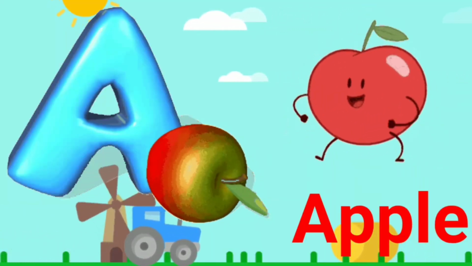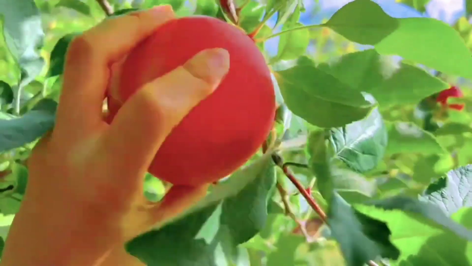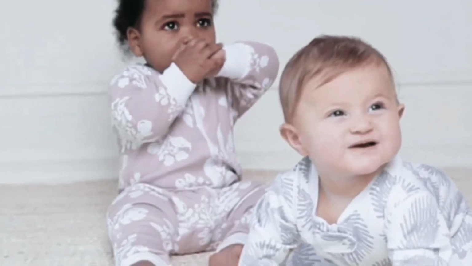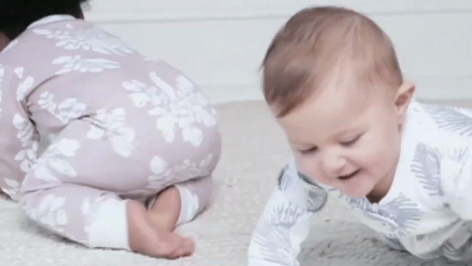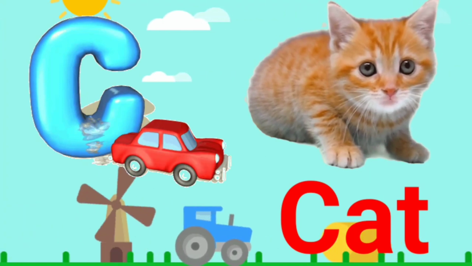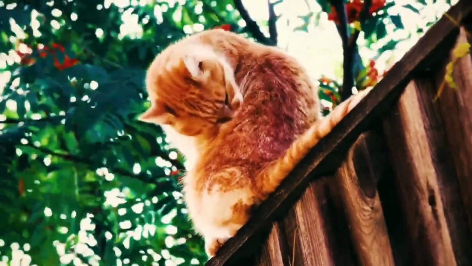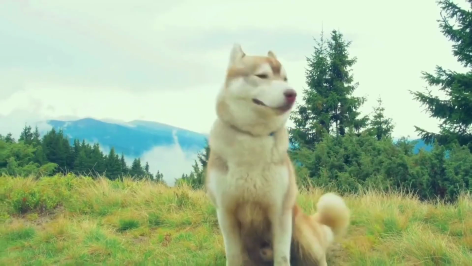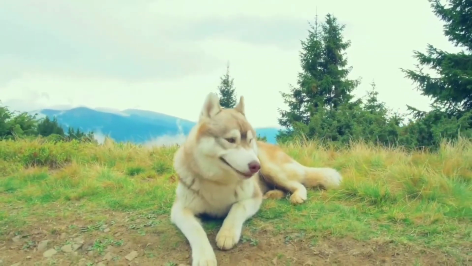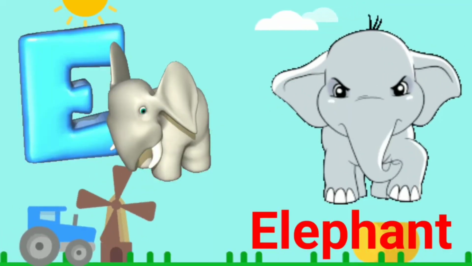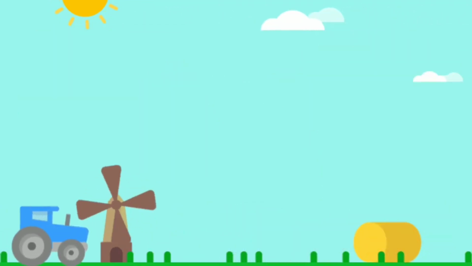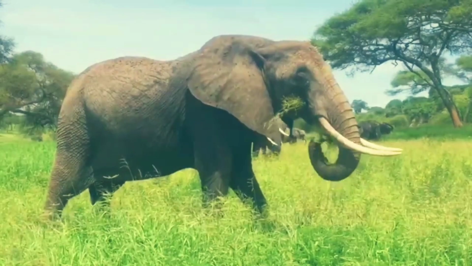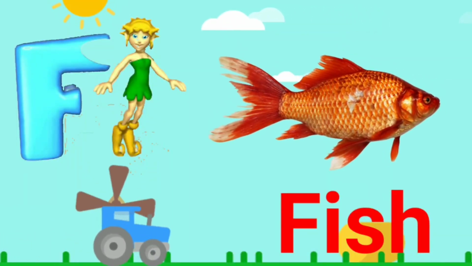A for apple. B for baby. C for cat. D for dog. E for elephant. F for fish.